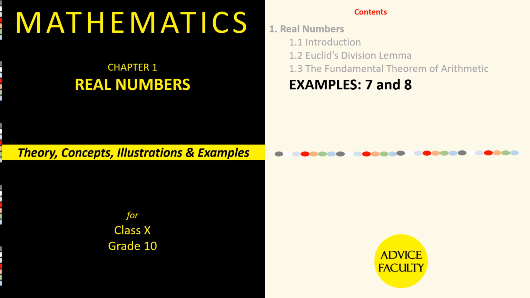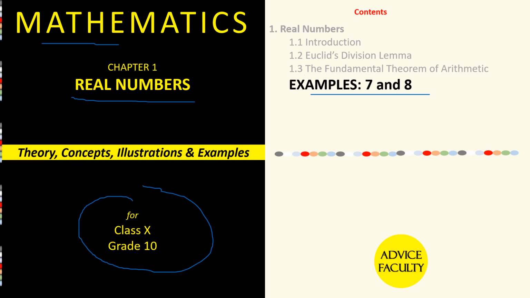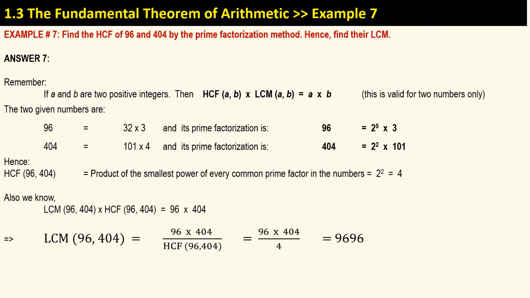Hi, this is a session on mathematics, chapter 1 on real numbers for grade 10, examples 7 and 8 of section 1.3, Fundamental Theorem of Arithmetic. Example 7: find the HCF of 96 and 404 by the prime factorization method.